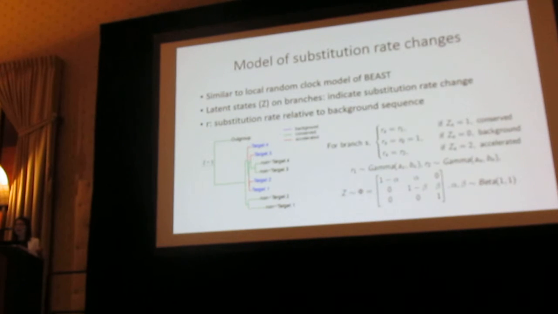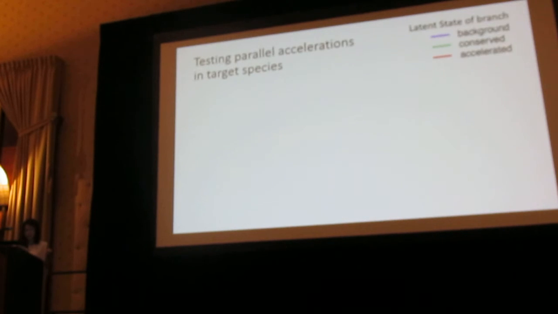A typical element may be in the neutral background state at the root, then gain conservation in one or more clades, and then lose conservation in multiple lineages. We model the transition of latent state Z by a Markov process, and we use MCMC to do the inference. Then we test the parallel acceleration in target species, and we compare three nested models to test which model fits our sequence data best.